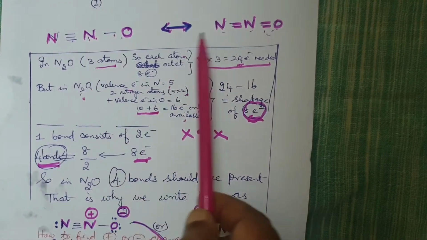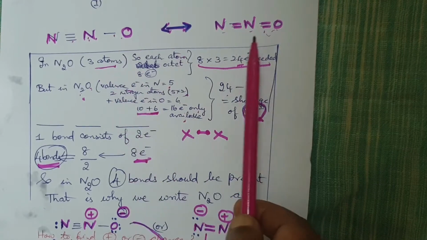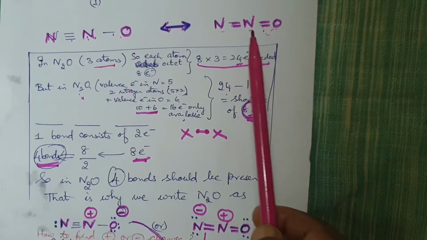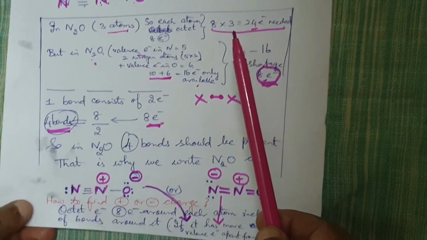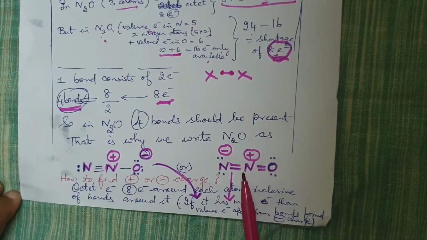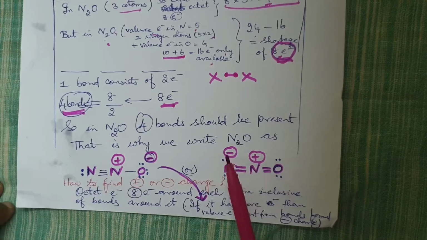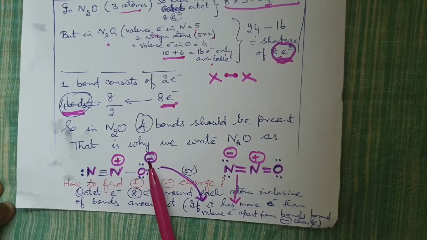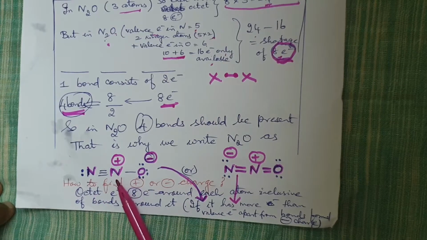Having written down the structures of N2O as two possible structures, now let's find out how to represent the positive and negative charges present in the particular structure. For finding out the positive or the negative ions present in the possible structures, you have to take into account the octet number of electrons, 8 electrons around each atom.